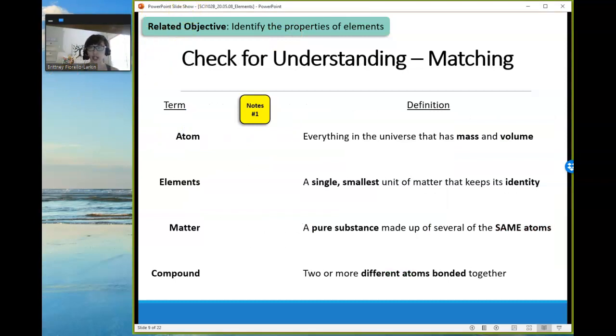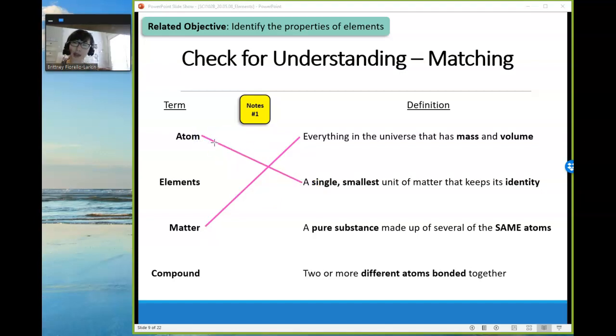All right, so taking a look here, one of these, everything in the universe that has mass and volume, that's just going to be matter in general. That one's actually just the overall big picture, just matter. Everything's made up of matter. Now, a single smallest unit of matter that keeps its identity is going to be the atom. Remember, a single piece of matter that keeps its identity, that is just a single atom.